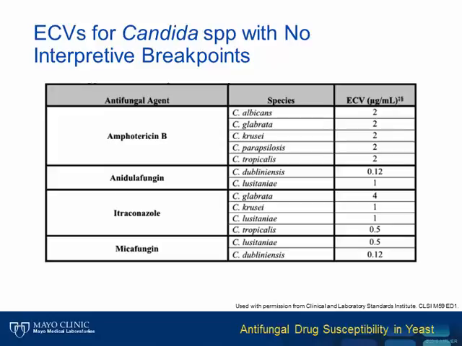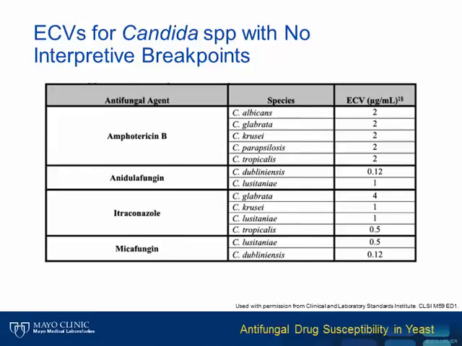In addition, we have ECVs for the 5 most common Candida species against amphotericin B, which is a very heavily utilized antifungal agent that has never had interpretive criteria available in the past. Now we at least have an MIC value of 2 micrograms per milliliter, which can be used to distinguish wild-type from non-wild-type isolates to help provide the clinician with some information about the presence of resistance mechanisms in the isolate.